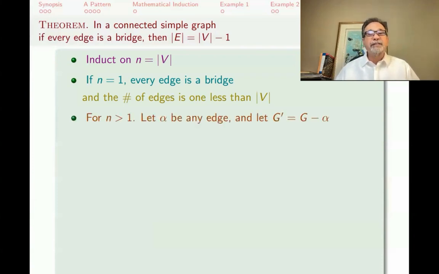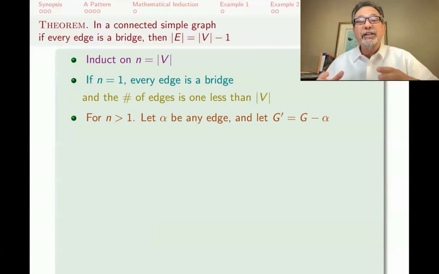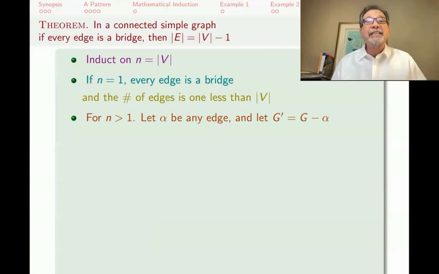Now, what about the inductive step? So now a graph G has walked through the door. It's a connected simple graph, and every edge is a bridge. I want to convince you that the number of edges is 1 less than the number of vertices, but I'm inducting on n, which means that I know that I've done the smaller cases first. I know that if I run into any connected simple graph where every edge is a bridge, but has fewer vertices, that my theorem is already true, that the number of edges of that graph is one less than the number of vertices.